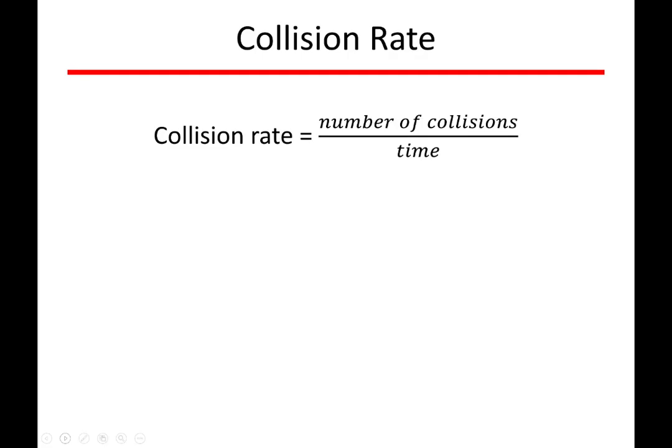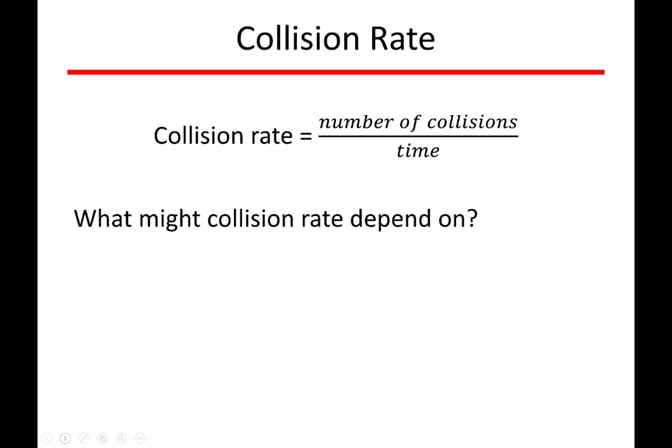So just like how diffusion rate would be calculated by taking the amount of gas that diffused and dividing by time, the collision rate is similarly found. The collision rate would be found by taking the number of collisions divided by time, right? We take the thing that we're interested in and we divide it by the change in time to find what a rate is.